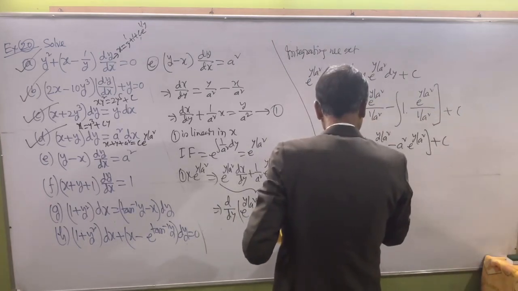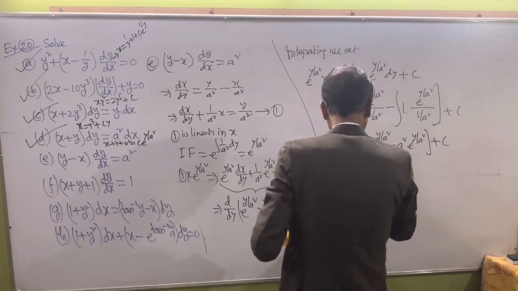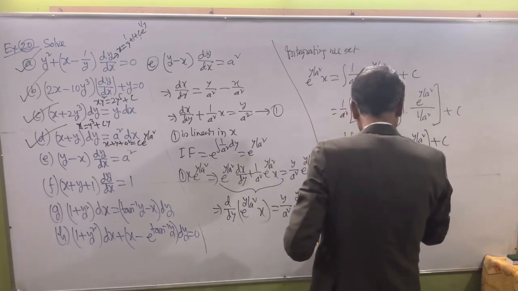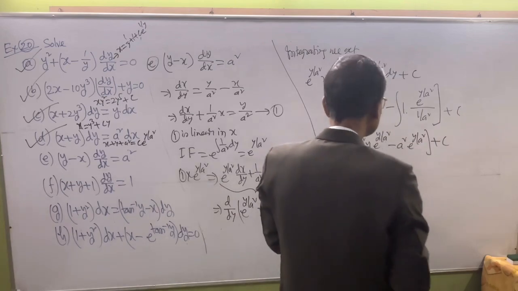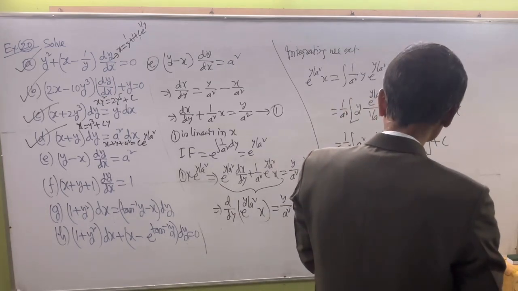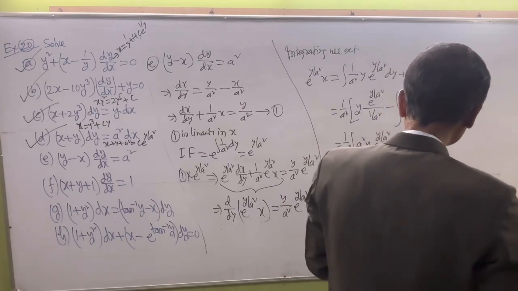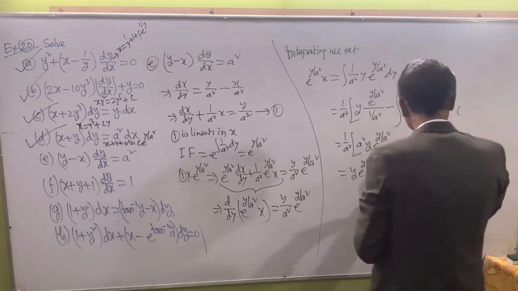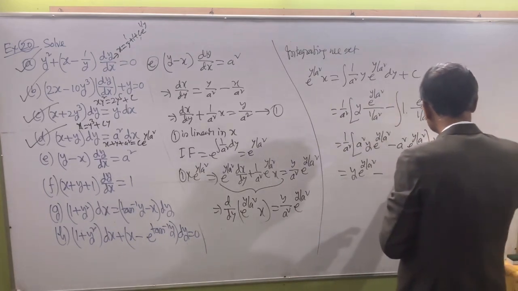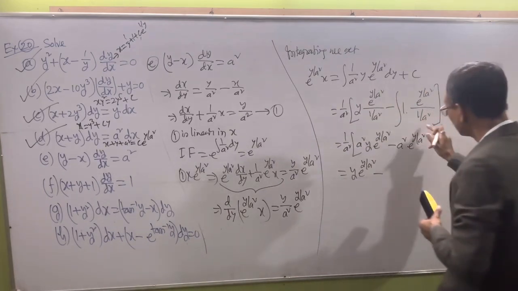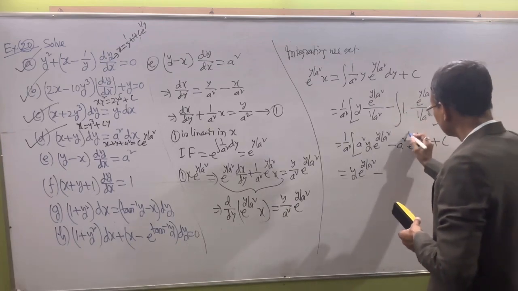This is equal to y e to the power y by a square minus... one minute. Here it is a square minus a square, it is integral.